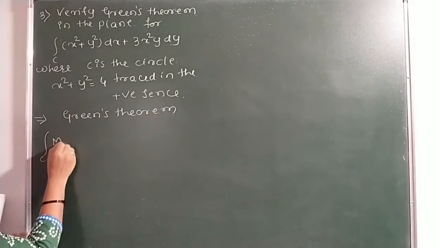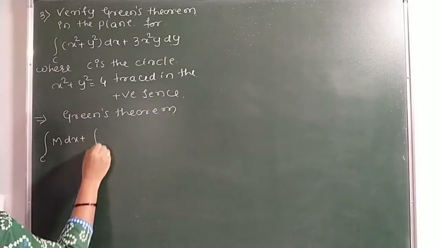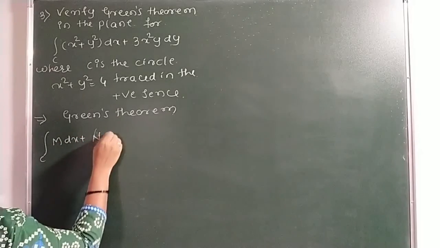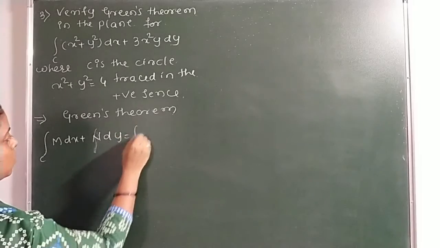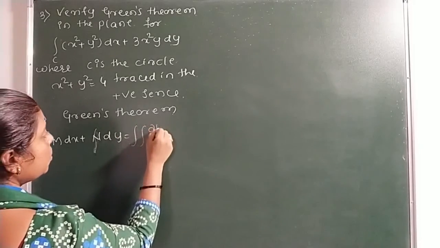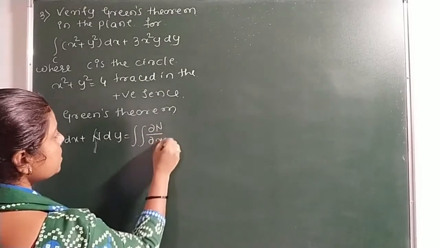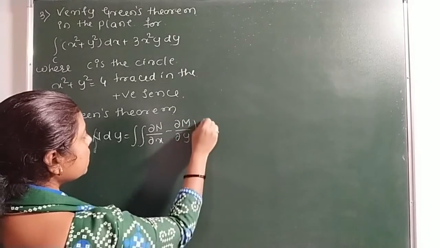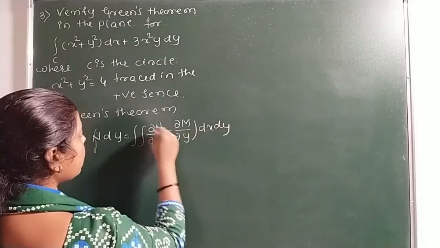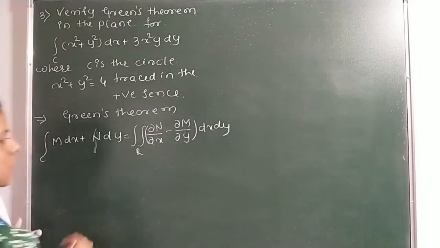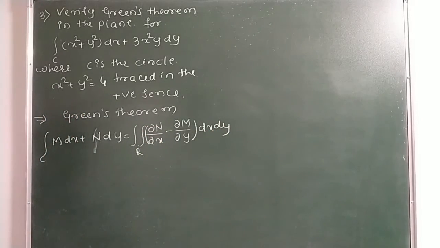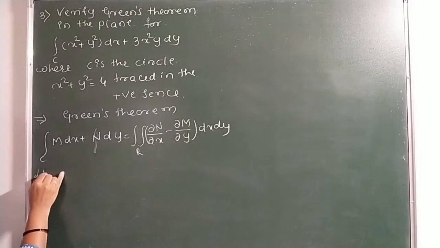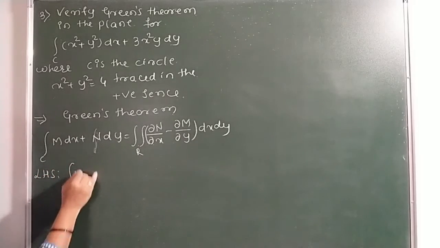The integral over C of M dx + N dy is equal to the double integral of (∂N/∂x − ∂M/∂y) dx dy in the region R. First we have to consider the LHS part. LHS is the integral over C.